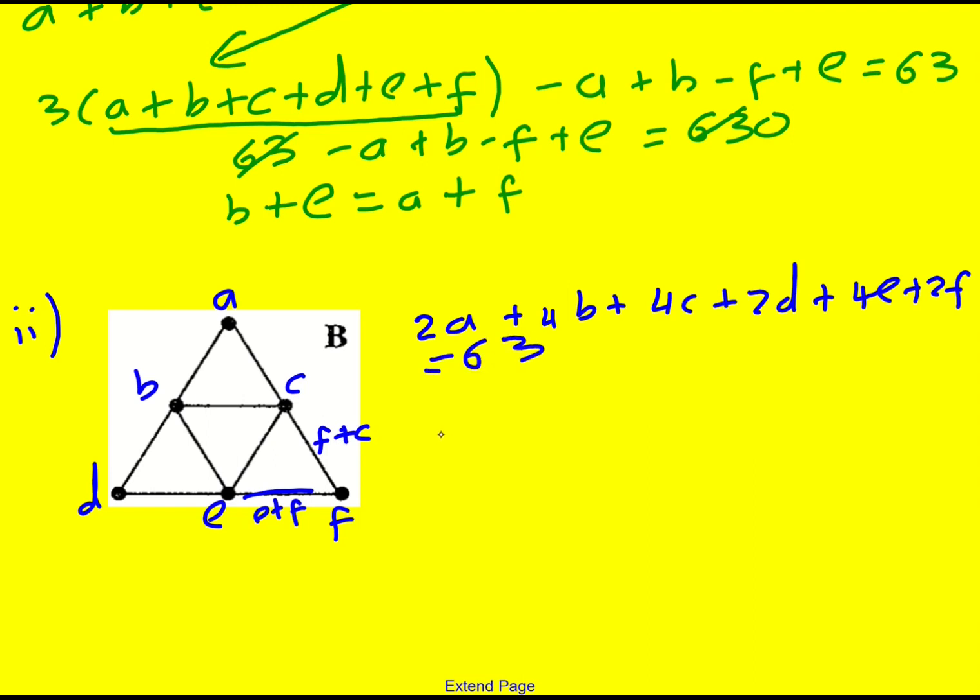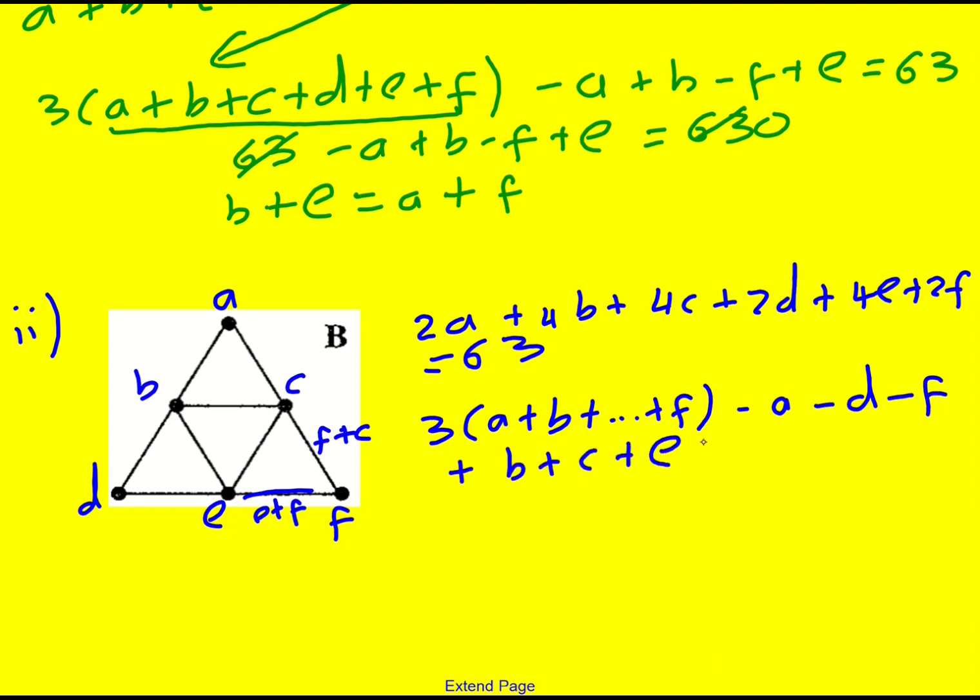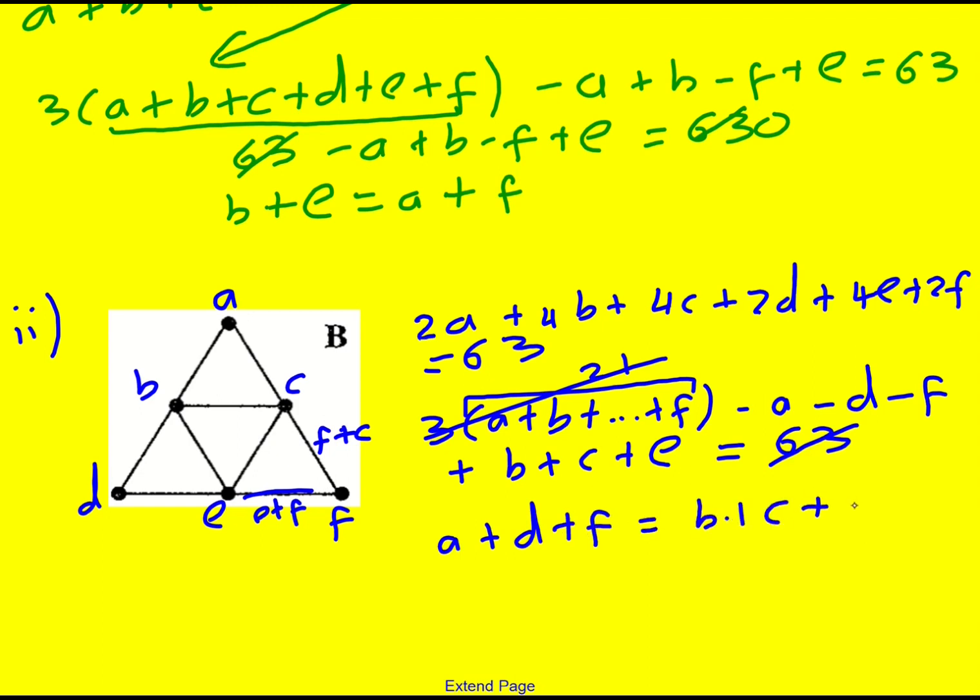Now I'm going to do exactly the same method. I'm going to say that I've got 3 lots of A plus B up to F. But now I need to minus an A, minus a D, minus an F, and then add on a B, C, and an E. And that is going to equal 63. This is again 21. So this cancels with this, and it must be that A plus D plus F is equal to B plus C plus E.